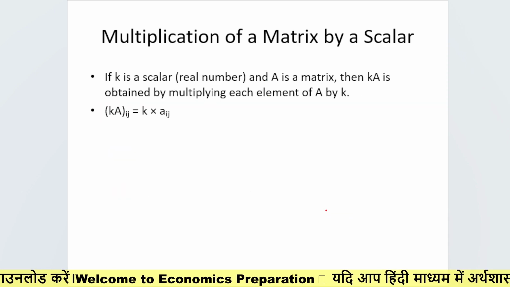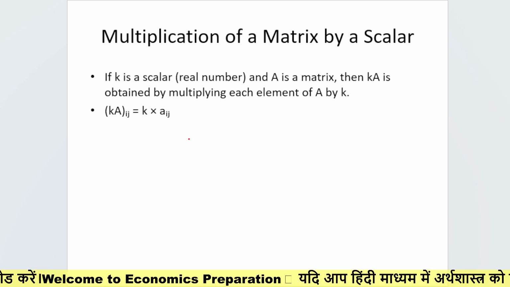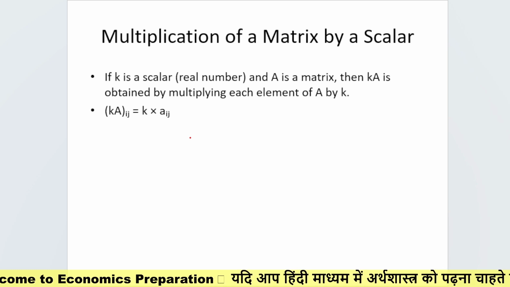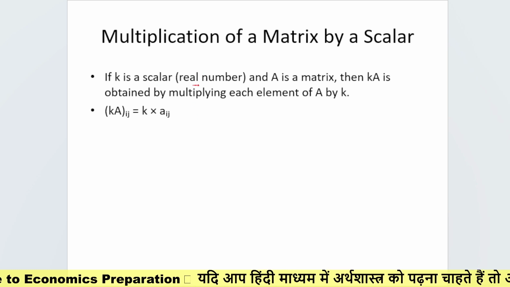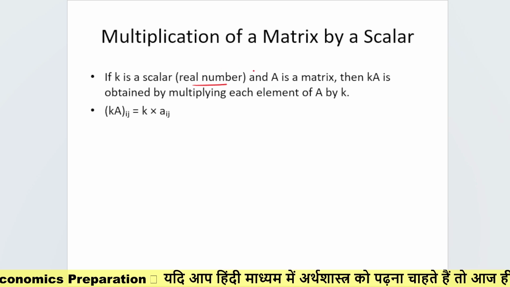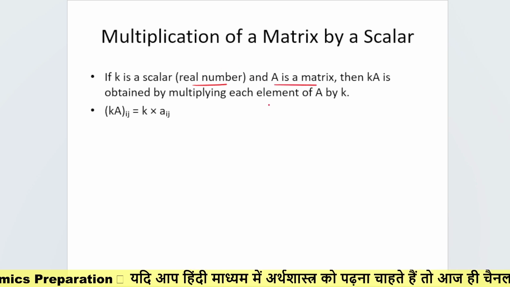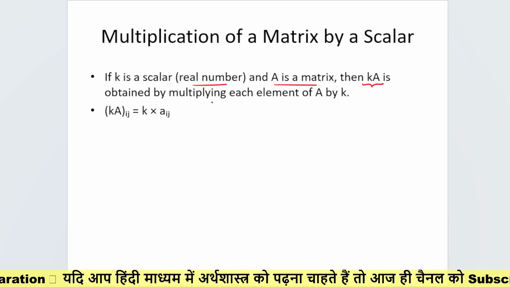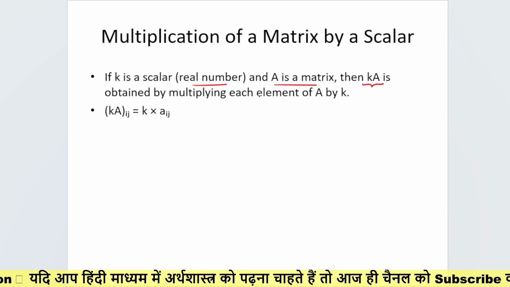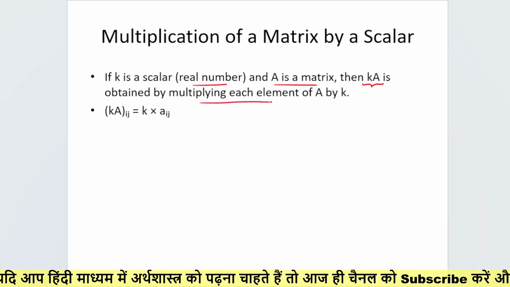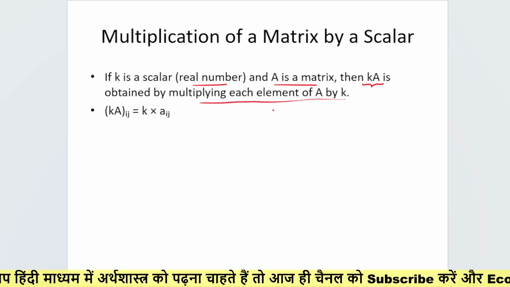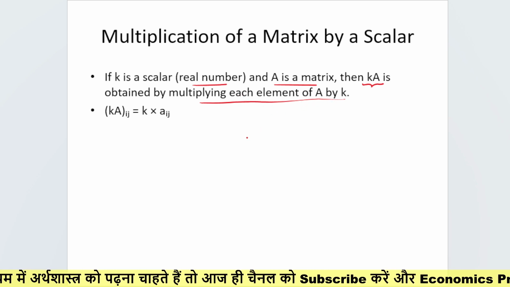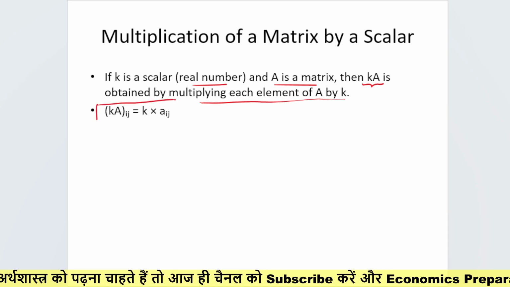Now come to the multiplication of a matrix by a scalar. Now if K is a scalar, scalar means it is some real number, and this real number is being multiplied to a matrix A, like K into A, then we can obtain the result by multiplying that number to each element of matrix A. Okay, and here mathematically we can write it like this.